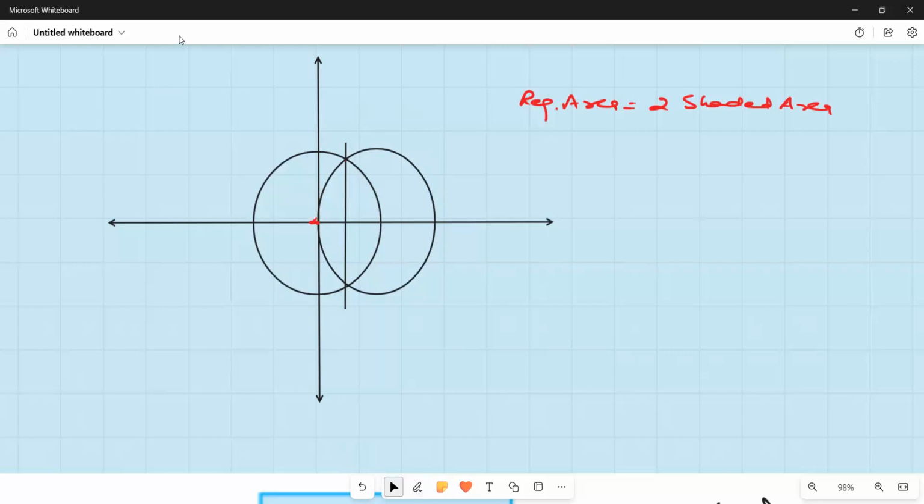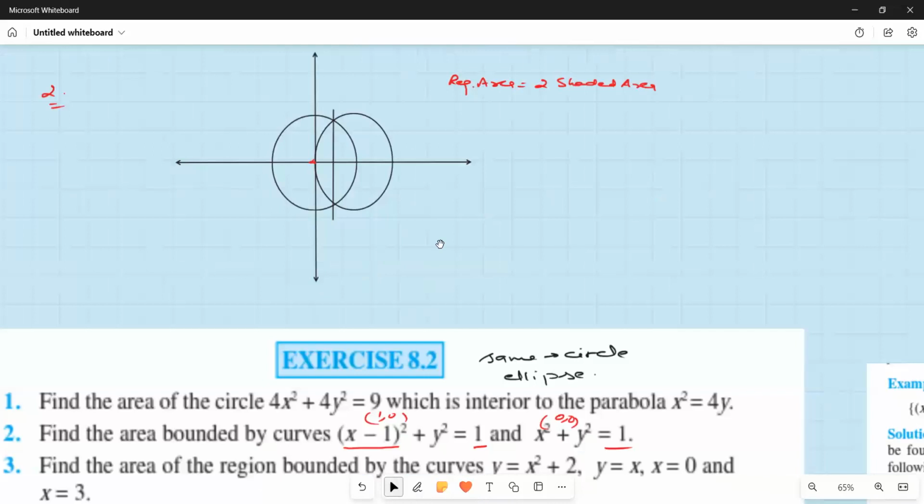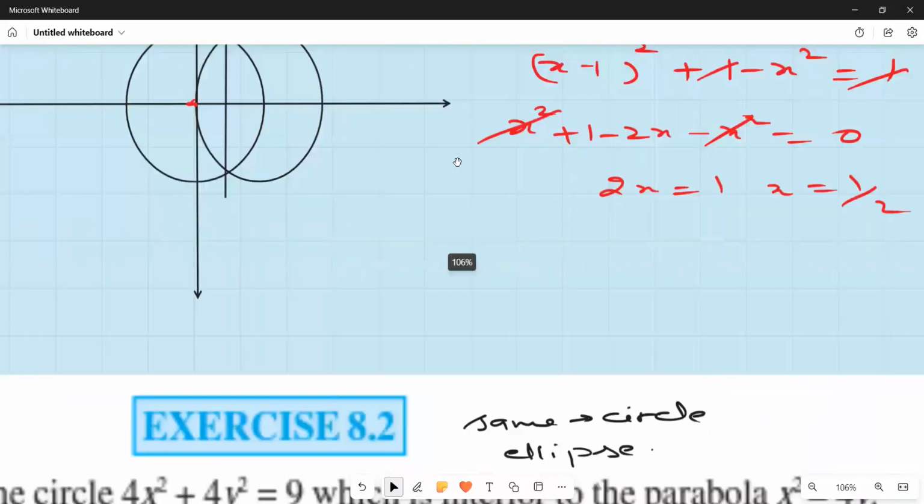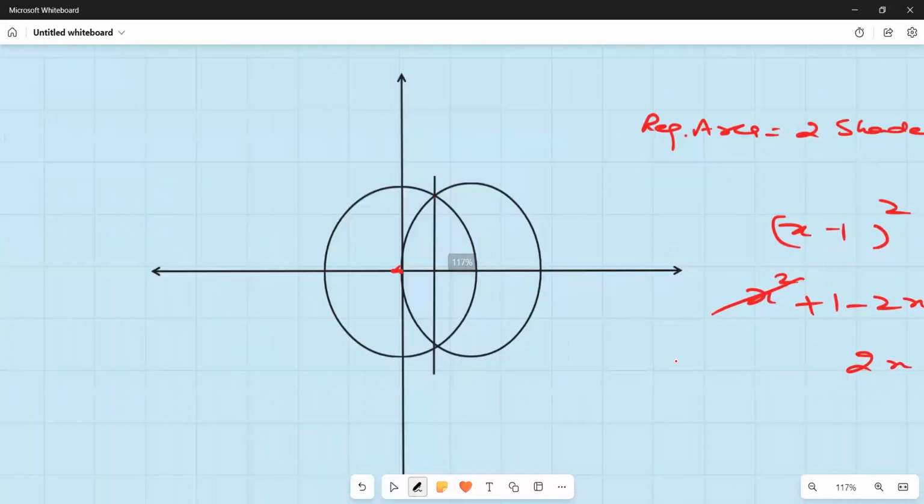So how will you find out this point of intersection? Take the curves, substitute the value of y square. So x minus 1 whole square plus y square, which is 1 minus x square, that is equal to 1. So this 1 and 1 cancel. If I open this, x square plus 1 minus 2x minus x square is equal to 0. So what are you getting from here? 2x is equal to 1. So x is equal to half. So this point is half, 0. And this point is 1, 0.